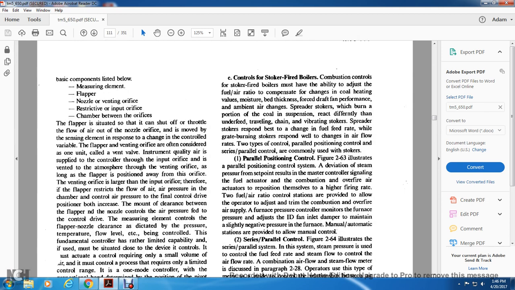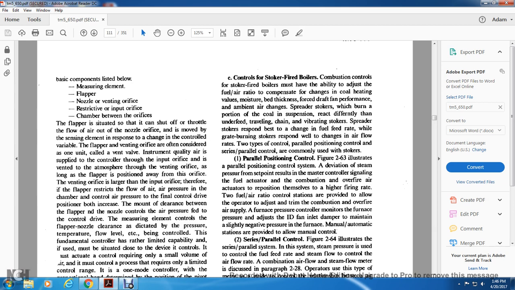C, the control of stoker fired boilers. Combustion control of stoker fired boilers must have the ability to adjust the fuel air ratio and compensate for changes in coal heating value, moisture, bed thickness, forced draft, and ambient air, and for the speed and spread of the stokers, since coal and suspension firing react differently. The underfeed with traveling chain, the vibrating stoker, and the spreader stoker respond best to a change in fuel feed rate.